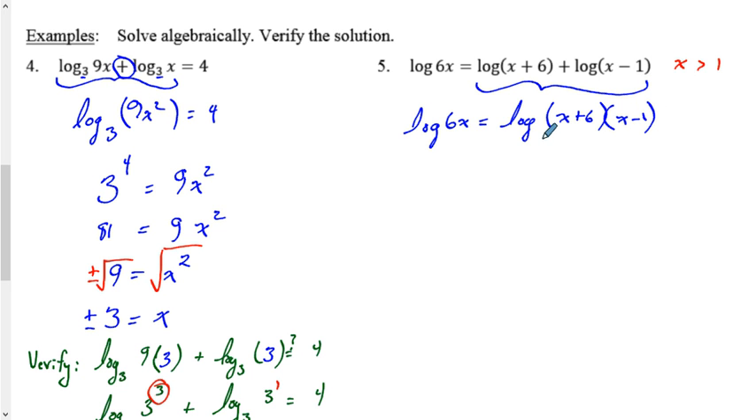Now this equation is a little bit different than the first. In the first equation, I had a logarithm equal to a number, and so I rewrote it in exponential form. For this question, I have a logarithm equal to a logarithm.